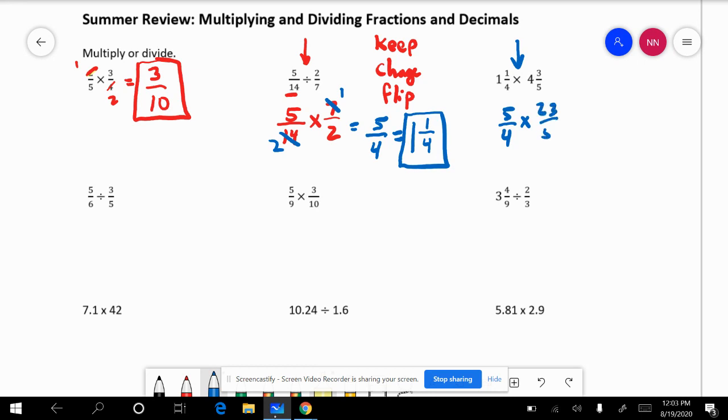We're going to look to see if there's anything that we could cancel. 4 doesn't go into 23, but we notice that the 5s, we can cancel the 5s. So 5 and 5. 1 times 23 is 23. 4 times 1 is 4. 4 goes into 23 5 times with a remainder of 3 because 4 times 5 is 20. And so we have 3, and we're talking about fourths, so it's 5 3/4.